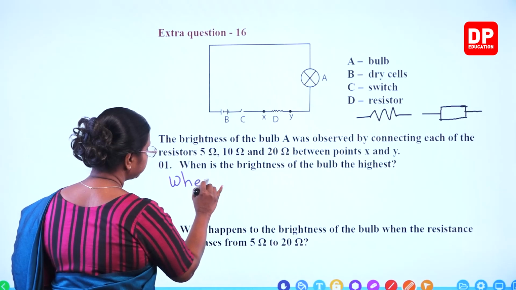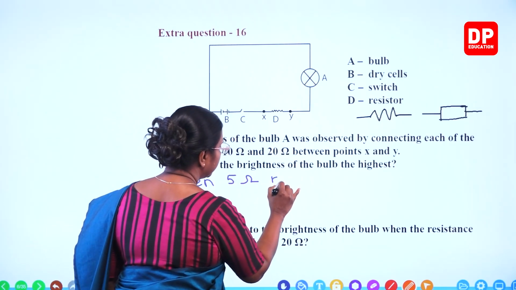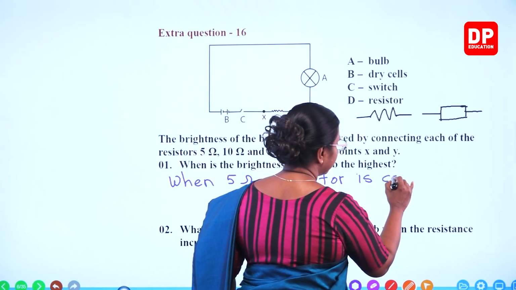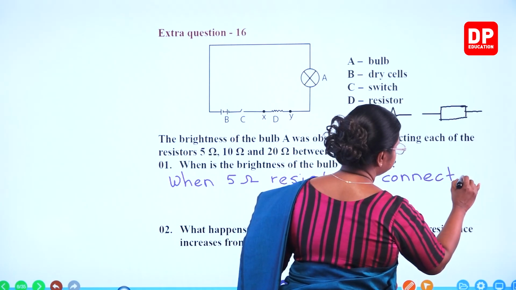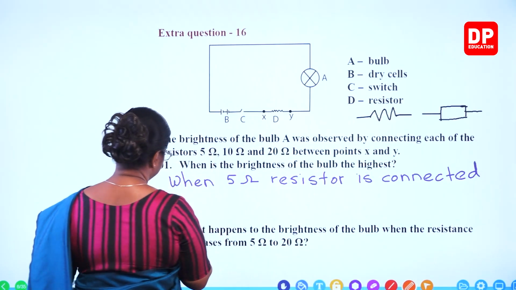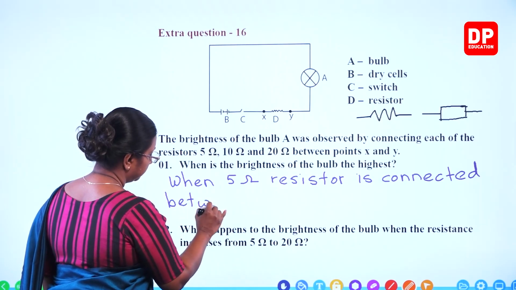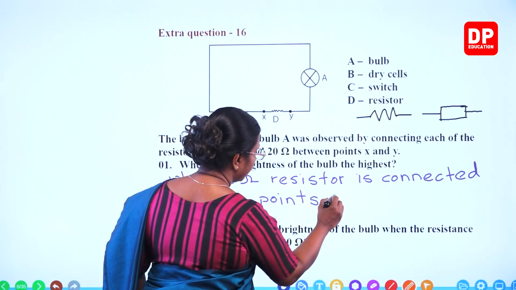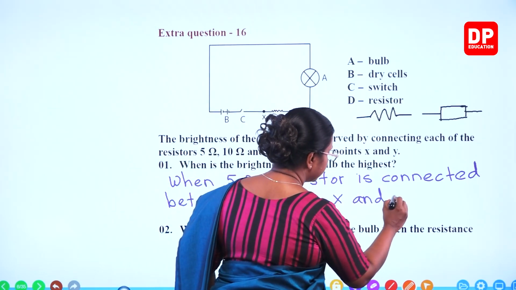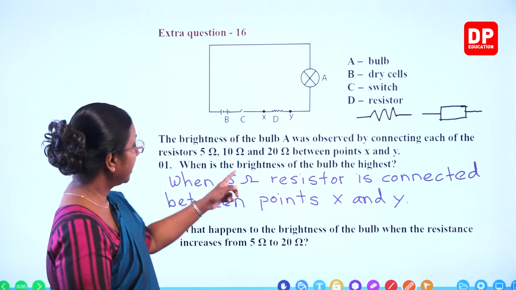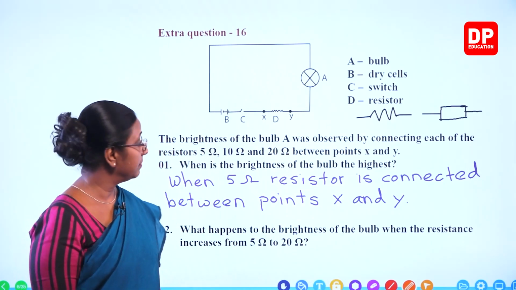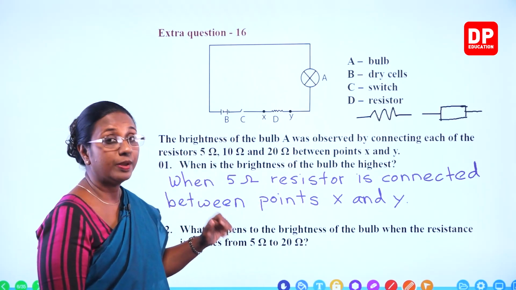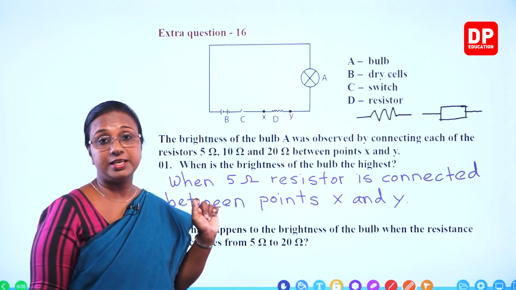When 5 ohm resistor is connected between points X and Y. That is when the brightness of the bulb is highest. You have to look at the question carefully. If it is highest, 5 ohm. If it is the lowest brightness, 20 ohm.